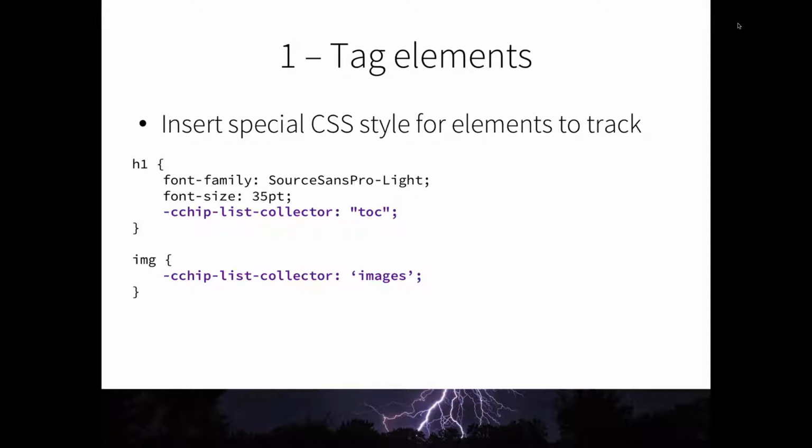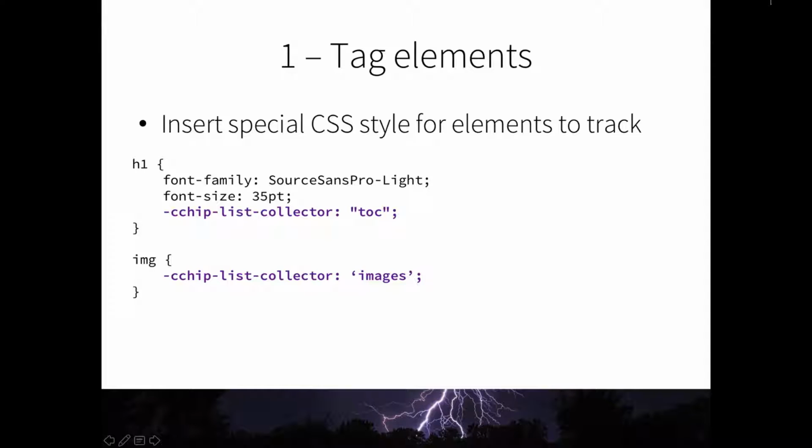You can add the cchip-list-collector rule to any CSS rule that you specify in your project. You can have as many as you want, and the name that you put next to it, toc in this example, can be the same in different places of your CSS, or it can be different. The only thing that this does is it tells pdfChip that you are interested in elements, in this case H1 elements, and that you want to gather information about those H1 elements in a table or a list called toc.